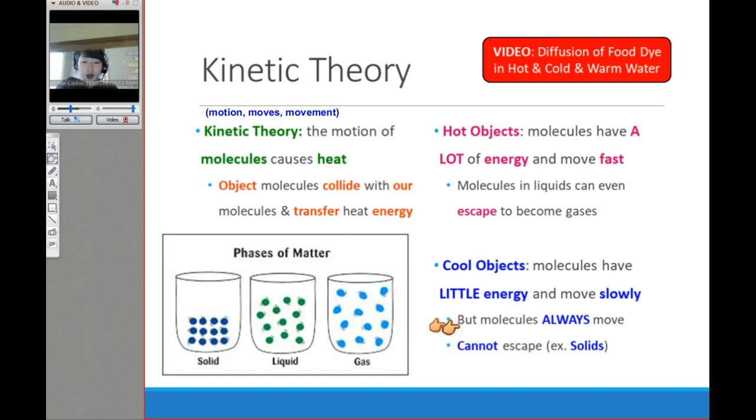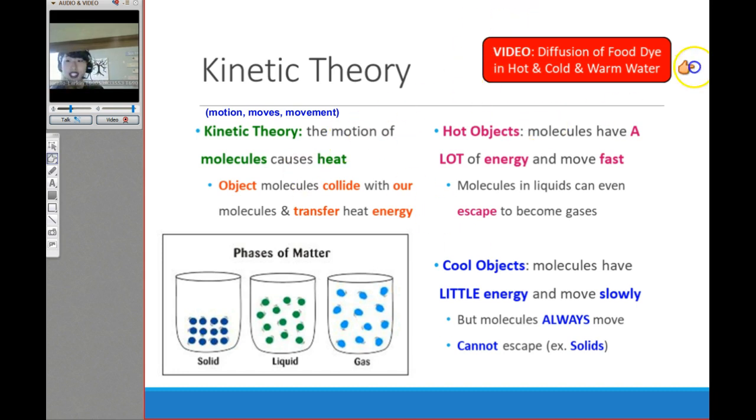Now, keep in mind that even though the molecules are moving very slowly, they are technically still moving. If you were to zoom in, they would actually be vibrating in place. Very, very slowly, but they still have some movement. If they didn't have any movement, that's what we would call absolute zero, which is the absence of temperature. That's not possible for us to do physically in our universe quite yet. We might eventually figure out how to do that, but for now, we can't get to absolute zero. Those molecules, because they're moving so slowly, can't escape. That's why they stay in their solid form.